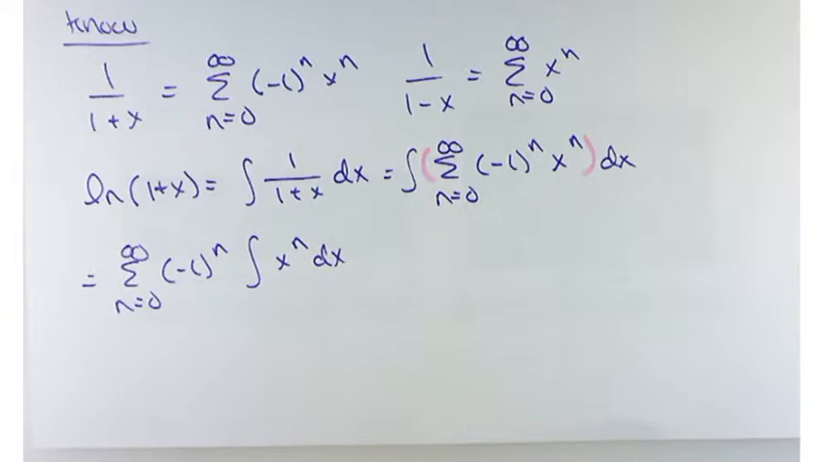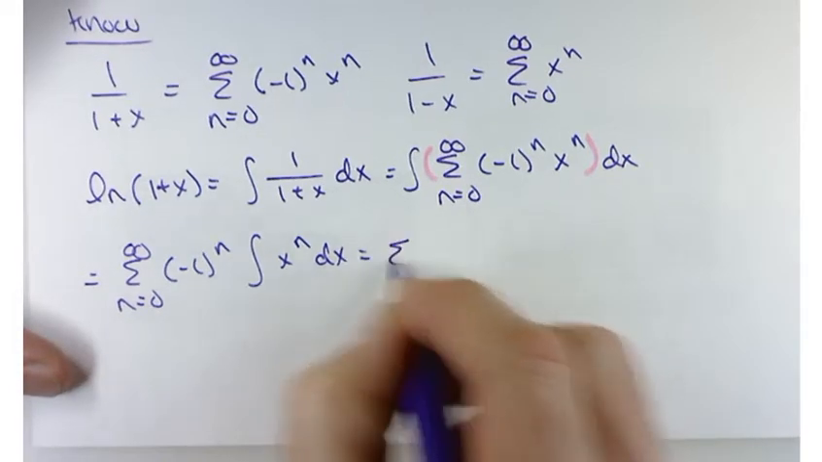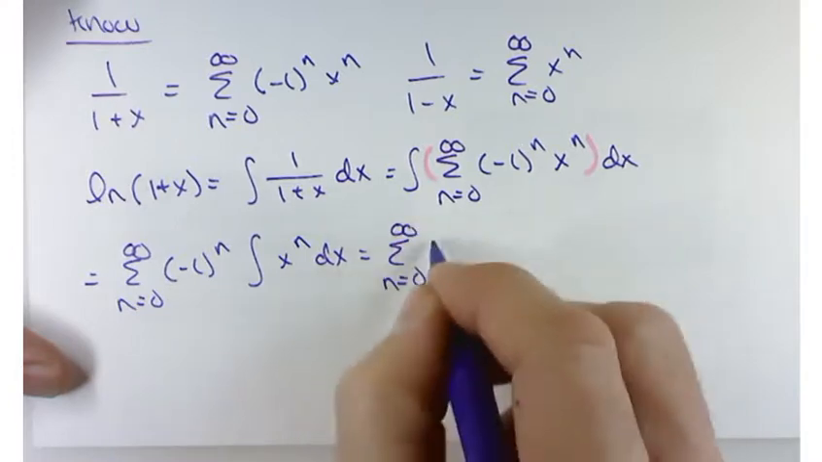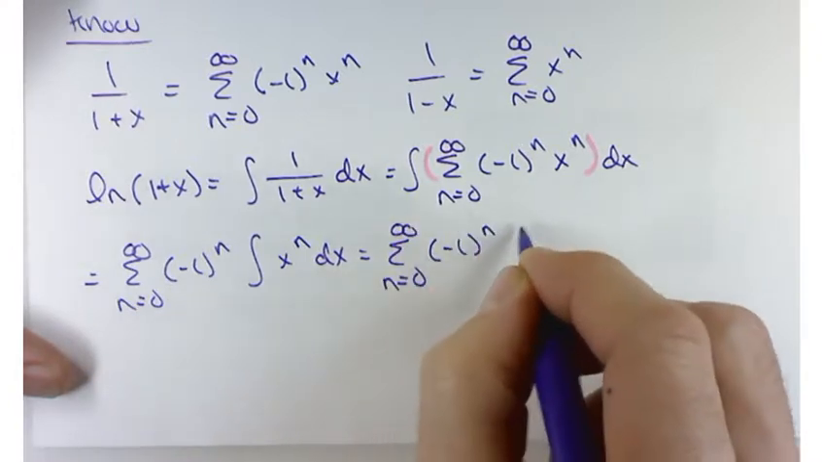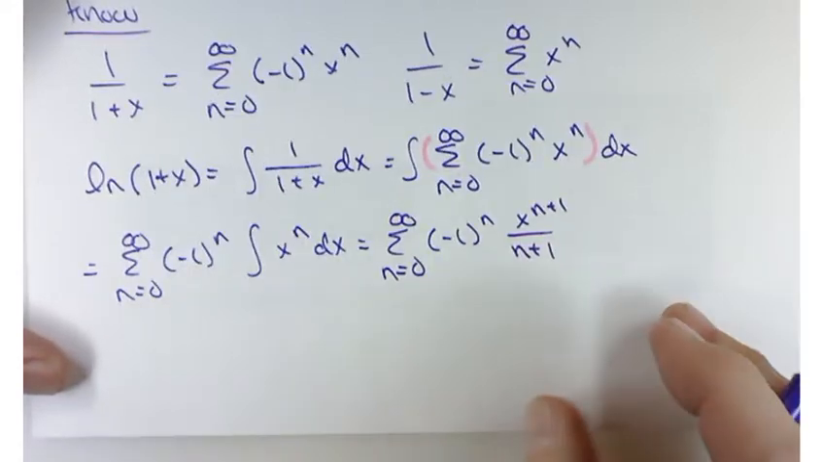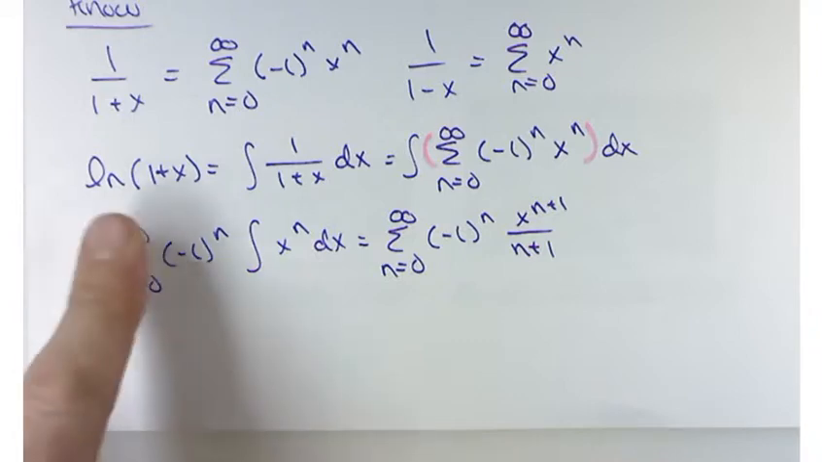What's the value of that integral going to be? What do I get when I integrate x^n dx? Yeah, thanks. So this is (-1)^n x^(n+1) over n plus 1. Great. That's my series for ln of 1 plus x.